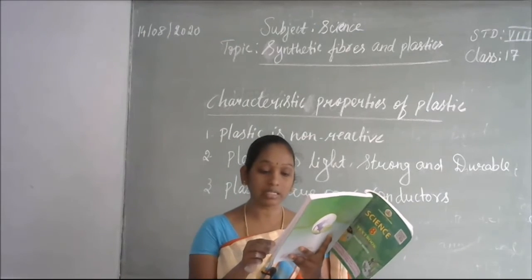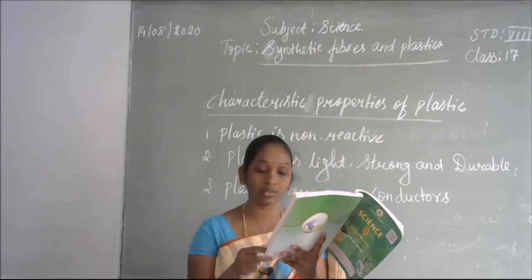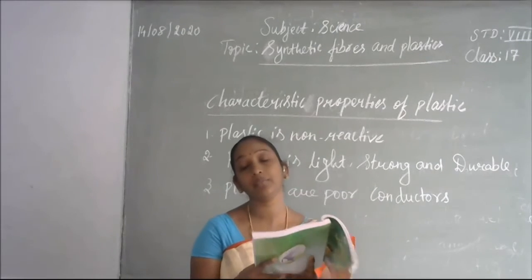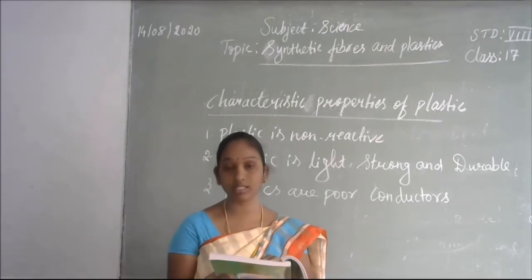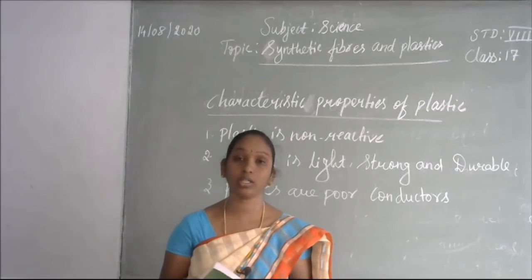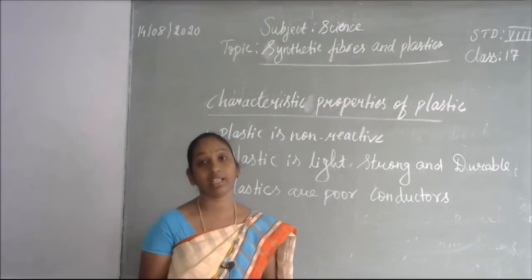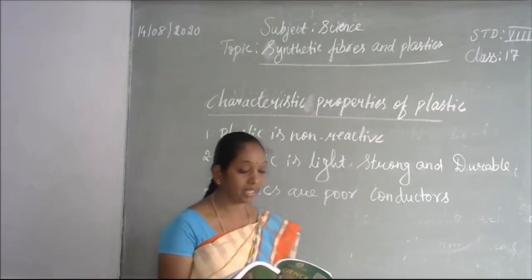You can make a list of the kinds of plastic containers that we use in day-to-day life. What day-to-day things do we use that are made of plastic, like water bottles, lunch boxes, jars, and toys. These are examples of plastic items.